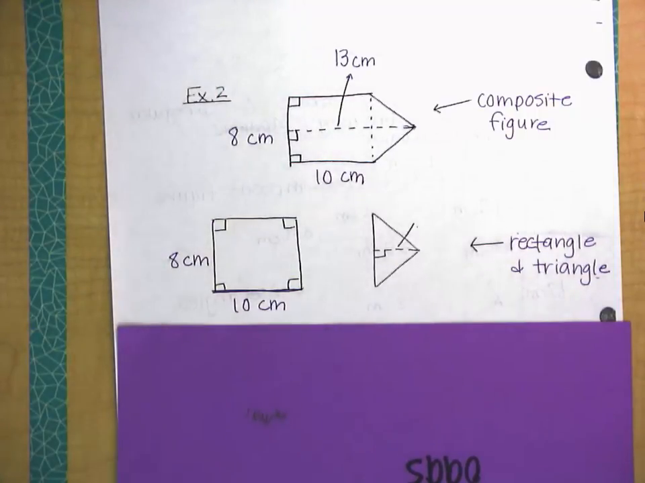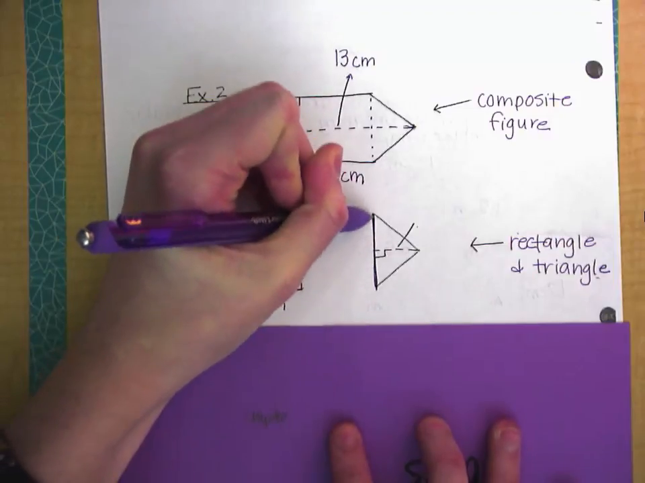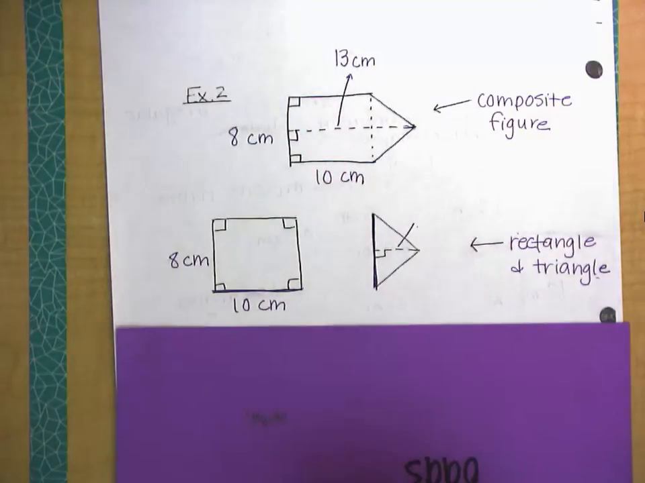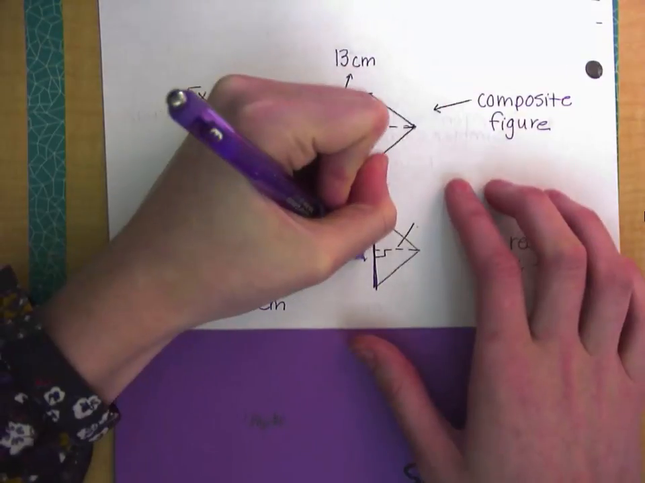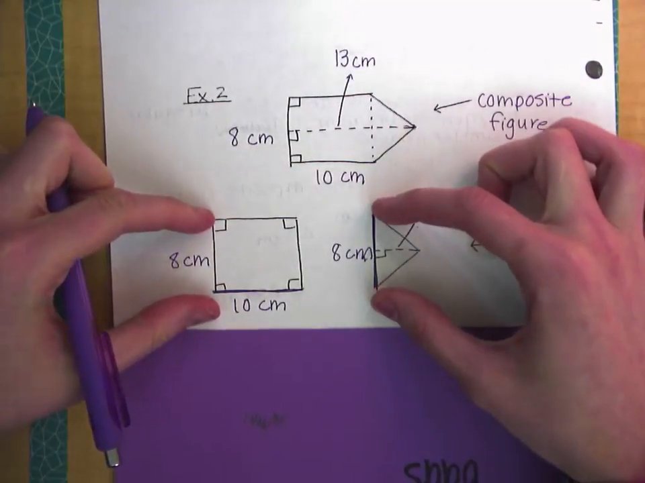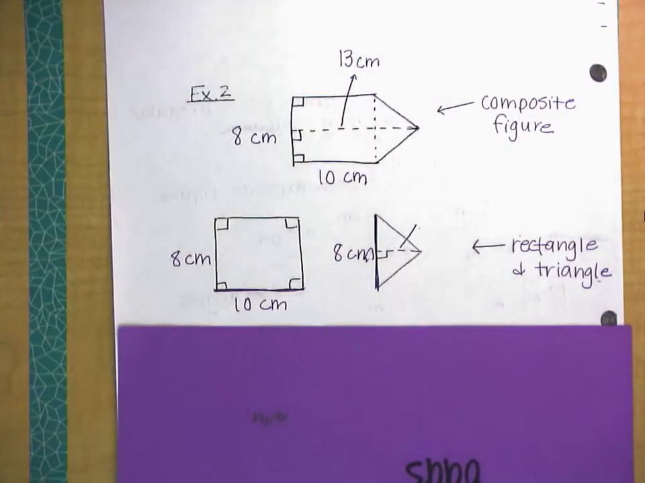Okay, what about this triangle though? What's the base of the triangle? Grace? So this is going to be my base right here. Yeah, it's 8 centimeters. Whoa. Okay, because these are the same length, or the same measurement. But what about the height? Caleb?